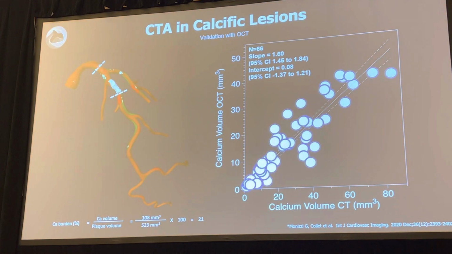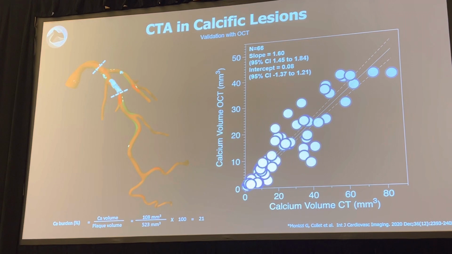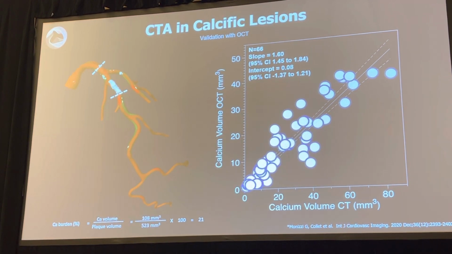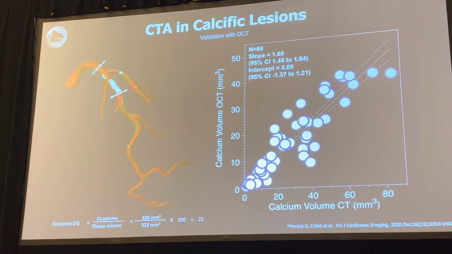imaging. This is one of our preliminary works looking only at calcium, and we decided to use OCT because it's a light-based intravascular imaging modality that allows us to calculate the calcium volume. So what you see here is, in the x-axis, the calcium volume derived from CT, and in the y-axis, the calcium volume derived from OCT. And you see the correlation on the screen, but I just want to focus your attention on the slope of this fitted line, which is 1.6. This actually means that CT is able to really assess calcium, but it overestimates the calcium volume by 60%.